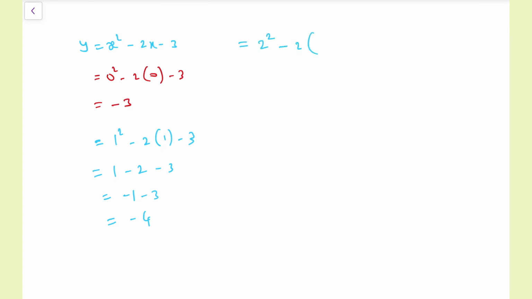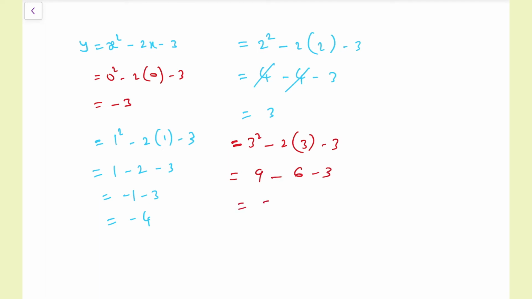2 square minus 2 into 2 minus 3. 2 square 4 minus 2 into 2 is 4, minus 3. 4 cancels, so it remains 3. Next I am substituting 3. So it will be 3 square minus 2 into 3 minus 3. 3 square is 9, minus 2 threes is 6, 9 minus 6 is 3, minus 3, so it will become 0.